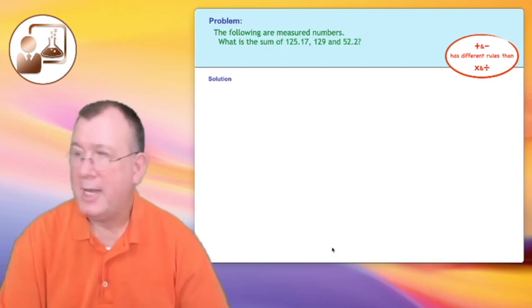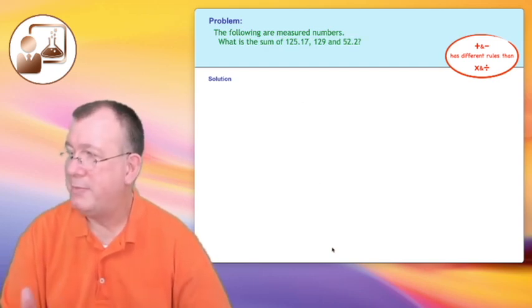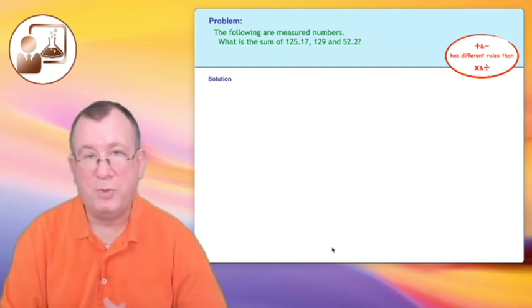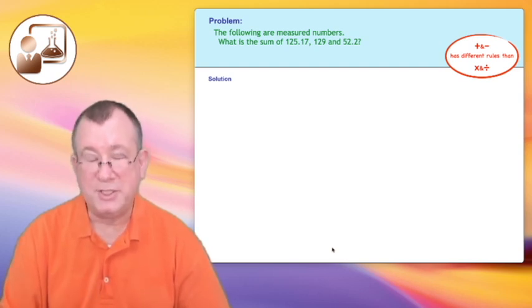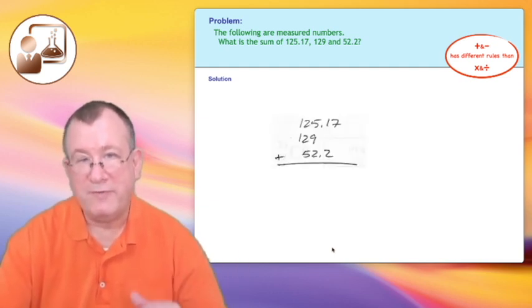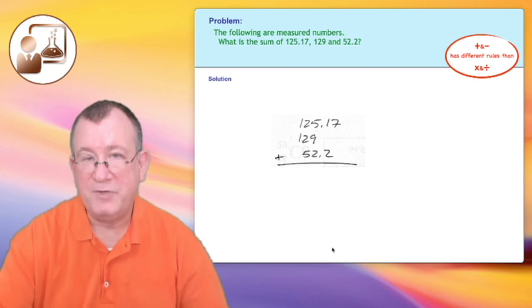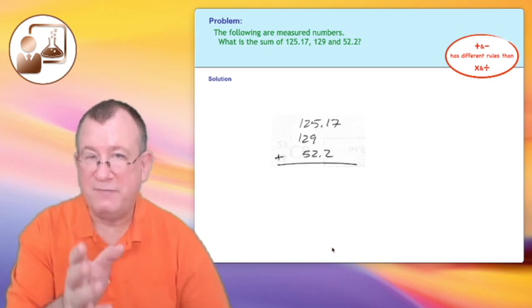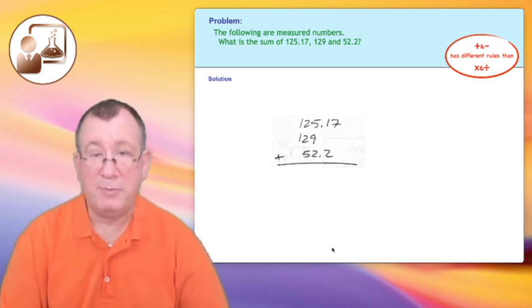All right, here's another one. Let's say I've got 3 numbers I need to add: 125.17, 129, and 52.5. Any bets on how many sig figs come out? Don't take bets on addition and subtraction, okay? It's a bad bet. Write it out longhand: 125.17, 129, 52.5, and I add it. Now, I've got 5 sig figs, 3 sig figs, 3 sig figs. So what? I keep 3 sig figs?